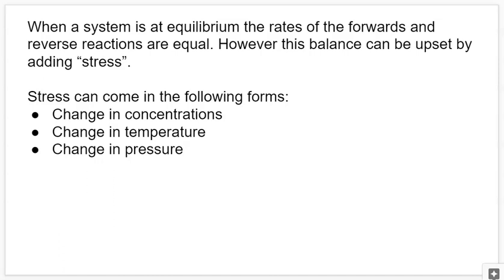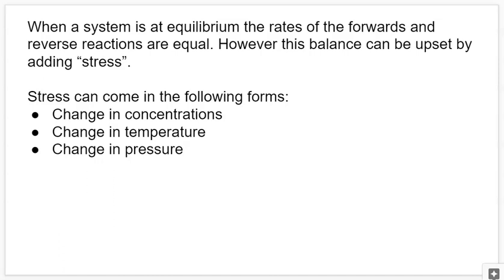So we've talked a bit already about equilibrium and how the concentrations of reactants and products can affect the balance between them, causing them to shift towards the products in the forward direction or shift towards the reactants in the reverse direction, and how this can be controlled by the equilibrium constant.